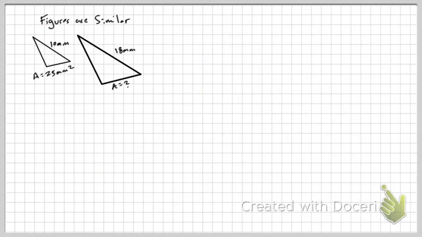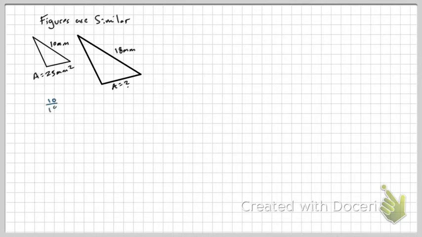So these two figures are similar. I'm telling you that they are similar, which makes them proportional, and also the orientation of both of them is still exactly the same. Okay, so first things first, we would then make a ratio of the corresponding sides.